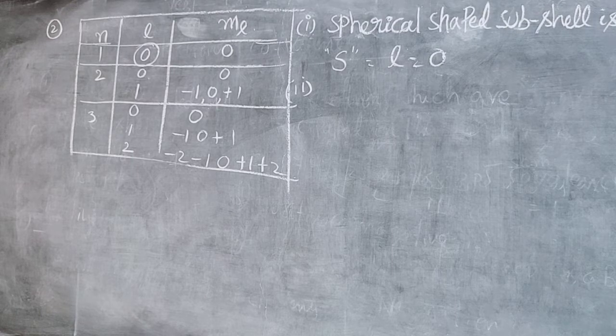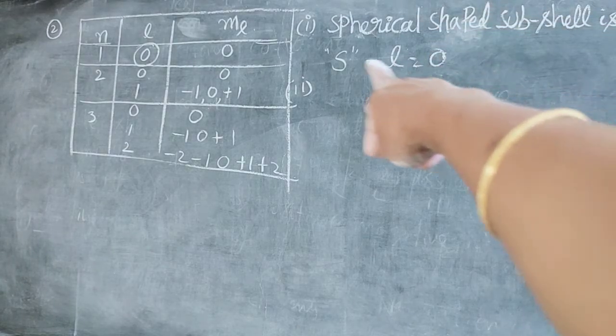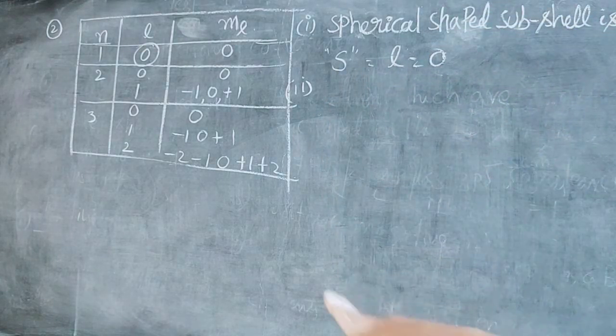Now coming to the third question: write the symbols of the orbitals for L equal to 1. If L is equal to 0, it is the S orbital. If L is equal to 1, it is the P orbital. Write the symbols of the orbitals for L equal to 1. That is the P orbital.